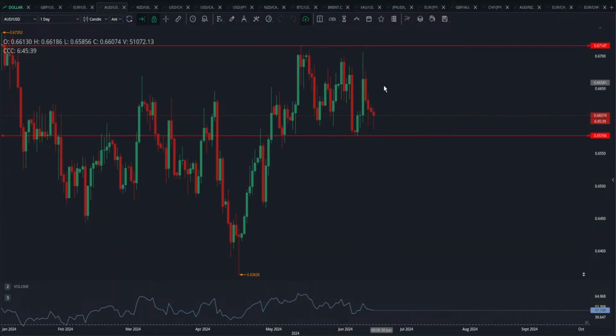Australian dollar is in a very good range right now. The price is headed higher, but a few days back, I think last week, the price went lower and started making lower lows, but then it made another higher high. So we are in a range now defined by this low and this high.